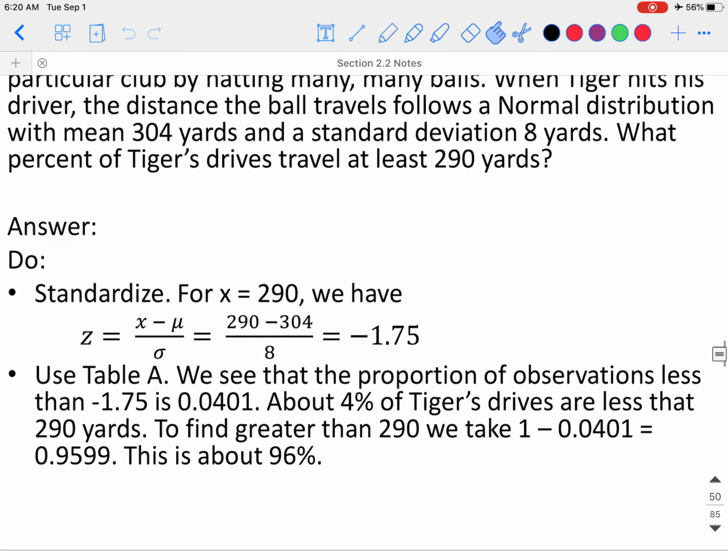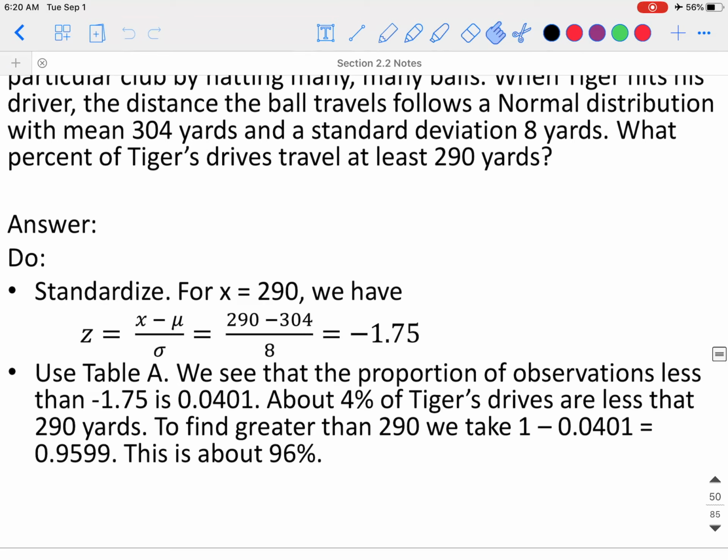On the do, the first thing we need to do is standardize that value. Remember, z is equal to x minus the mean over the standard deviation. Our x value is 290. We're going to subtract the mean of 304, and then we're going to divide that quantity by 8, and you're going to get a z-score of negative 1.75.